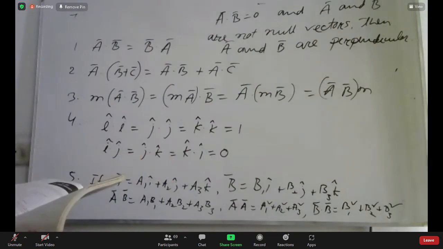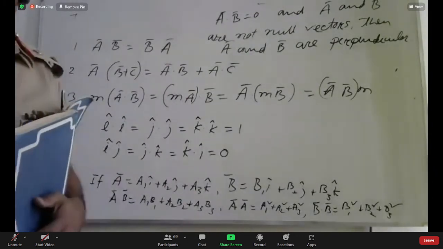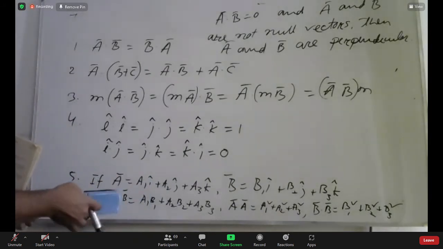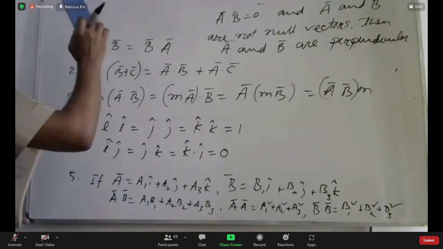Okay. Now these are the scalar product, the dot product, and the dot product is also sometimes called the scalar product. Okay. Now, let us go for the cross product.